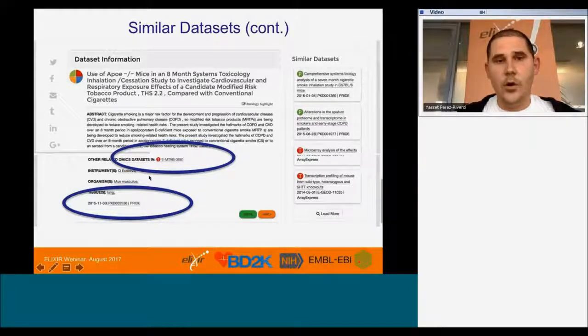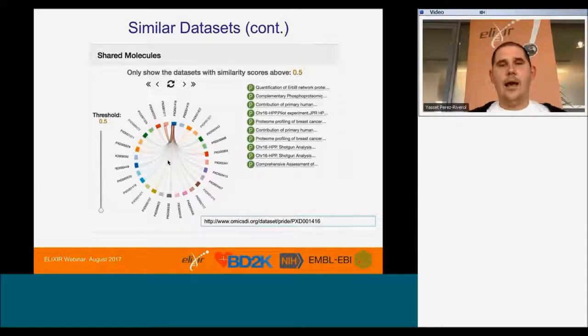And then the other omics data set in OmicsDI, which is a different type of omics, is annotated here, and the link can be found here. If the user clicks here, they will go directly to the ArrayExpress dataset. Okay, and the final thing is about the biological entities.